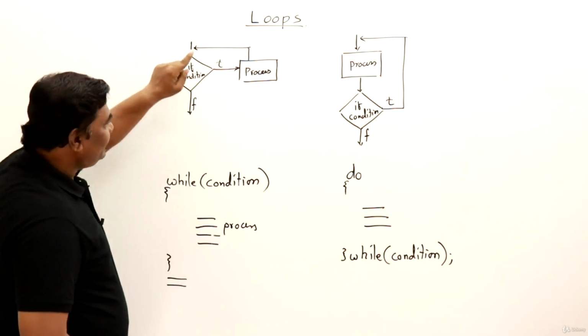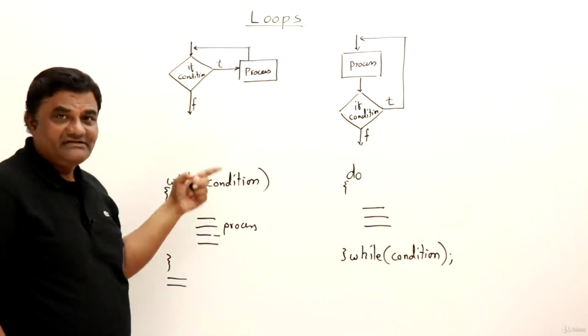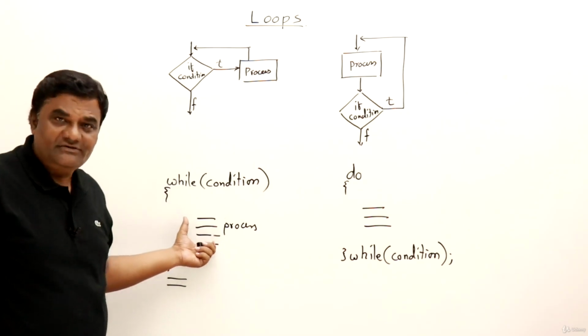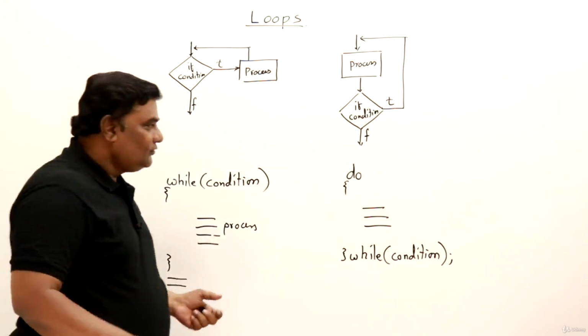So first the condition is checked, and if it is true, this process is done. The block is executed. Now next let us look at do while loop.